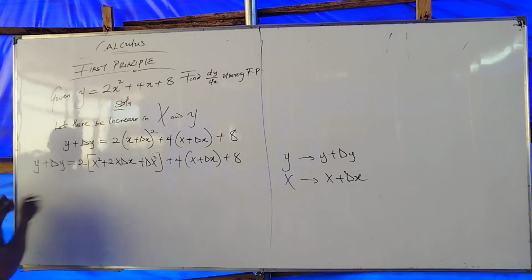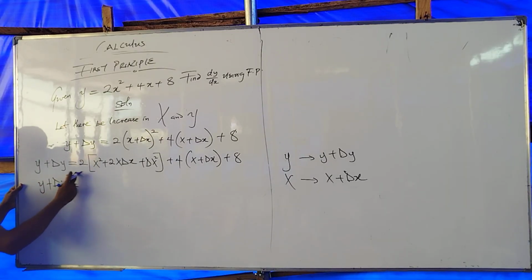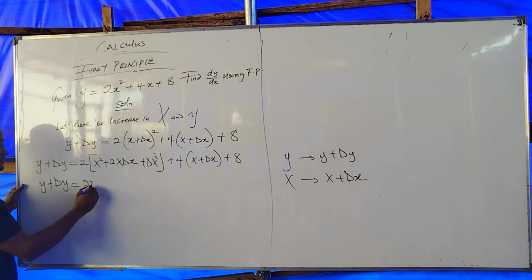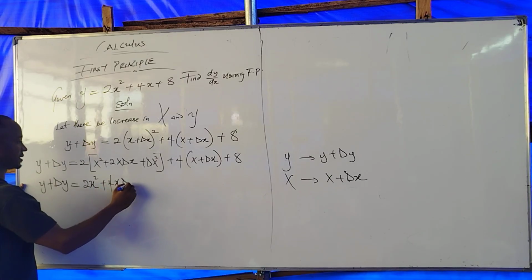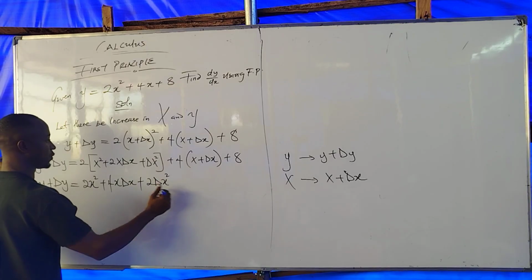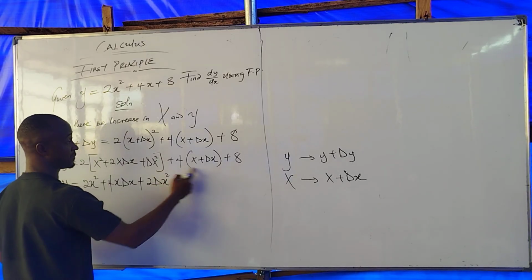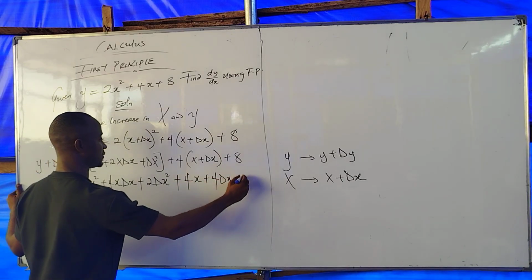Okay, so if I'm to expand this, let's go. Y plus delta y then becomes what? Can I expand? We have 2x squared plus 4x delta x plus 2 delta x squared plus, can I expand this? We have 4x plus 4 delta x plus 8.